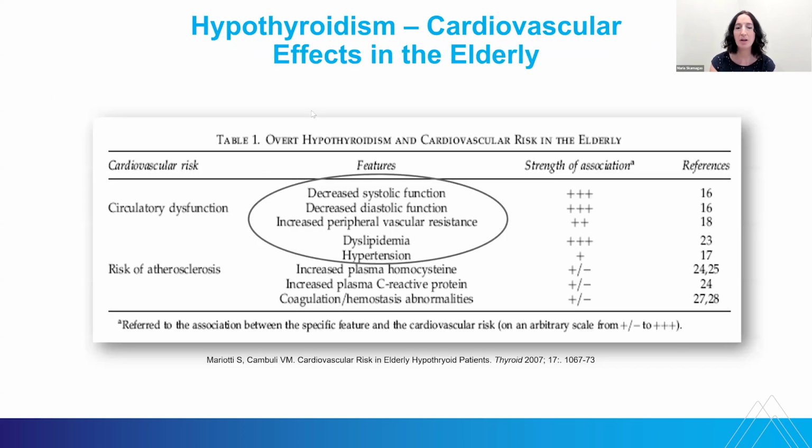So we spoke earlier about how thyroid hormone is important for normal cardiac function and vascular resistance. So if you have hypothyroidism in the elderly, these cardiovascular findings were seen. So there's decreased systolic function, decreased diastolic function, increased peripheral vascular resistance, dyslipidemia, and hypertension. So these are all associated with hypothyroidism in the elderly.